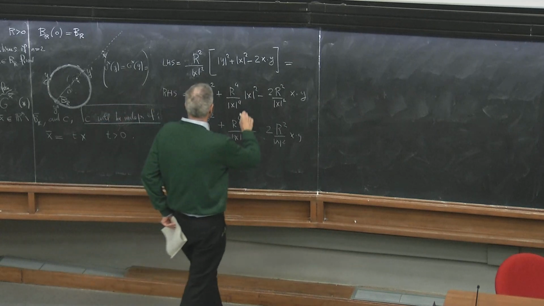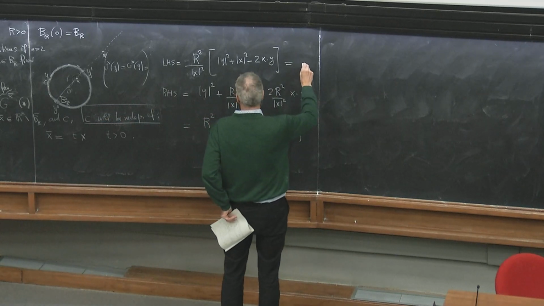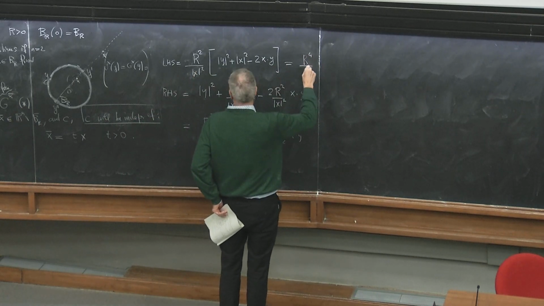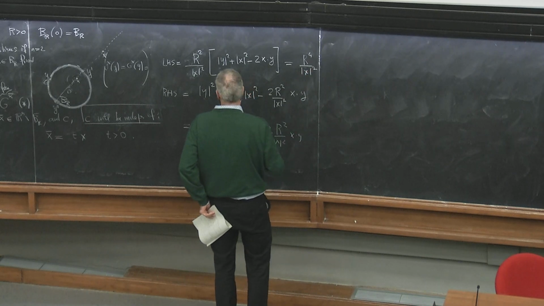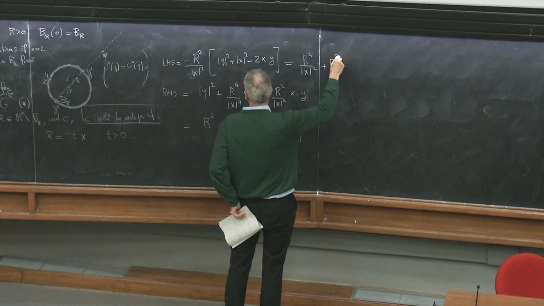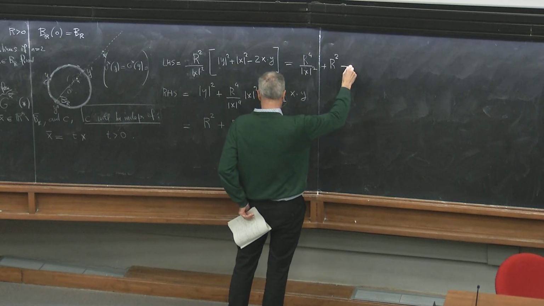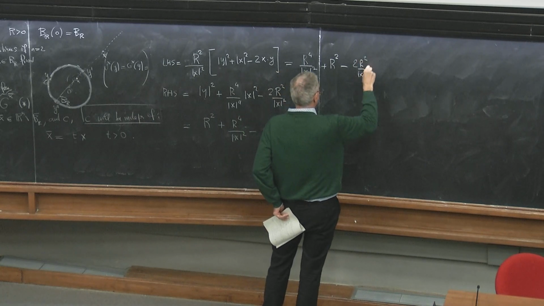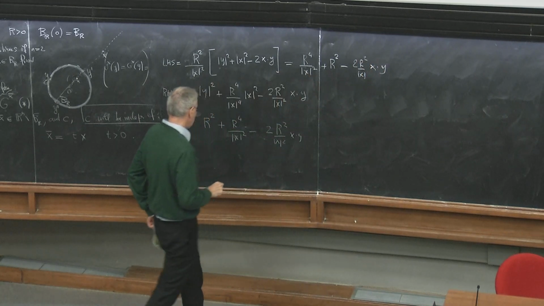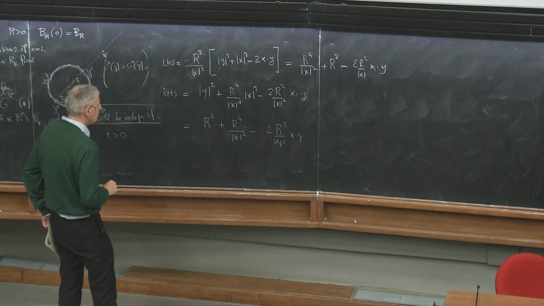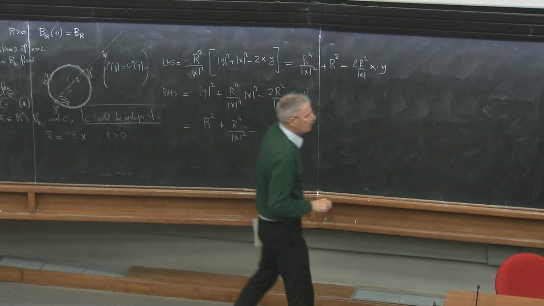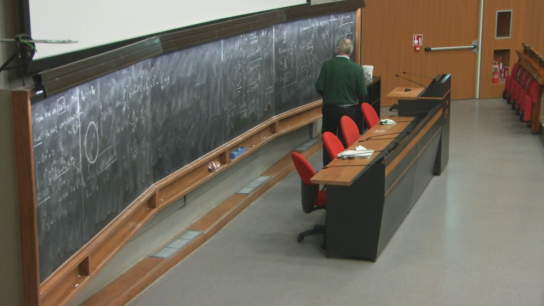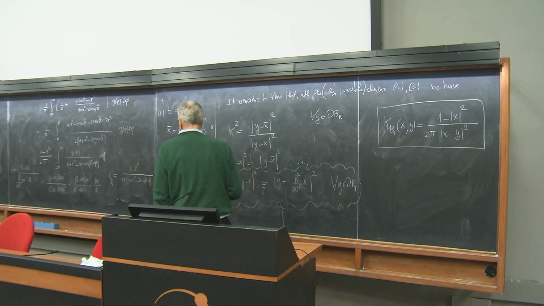So now we can go on. This becomes, so this becomes what? Now remember, this is r squared, so this is r to the 4 over x squared plus r squared minus 2 r squared divided by x squared x. Okay, and they are equal. So they are equal, and we are happy. Modulo some mistake of exchanging numerator and denominator.